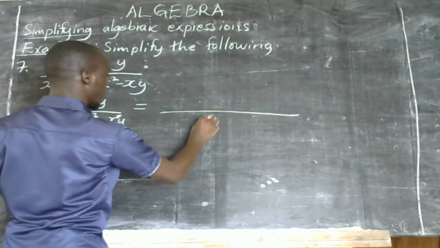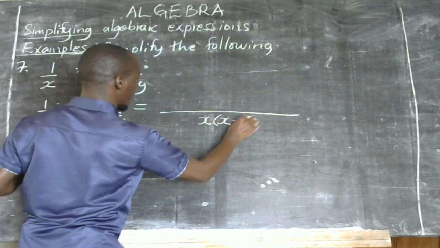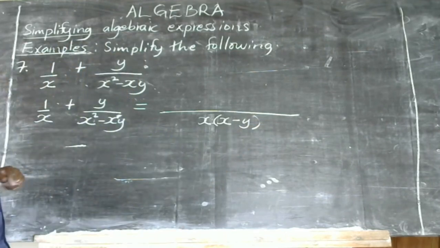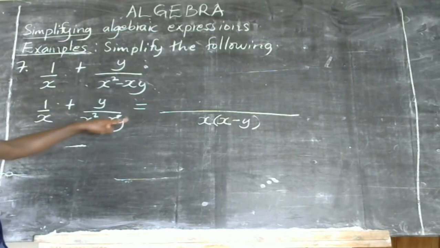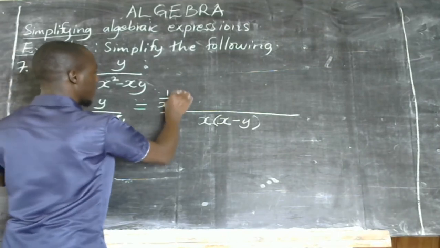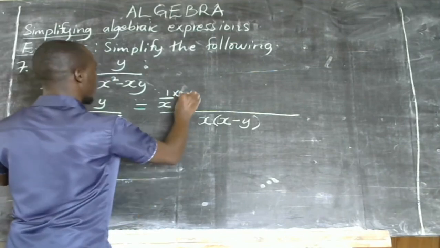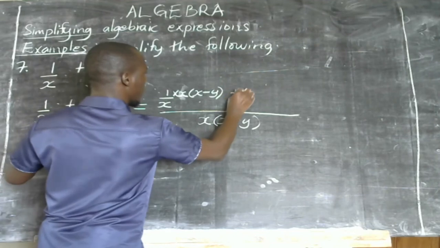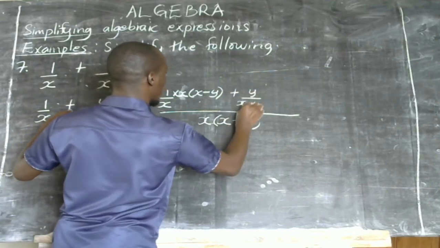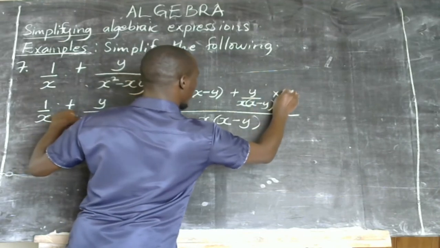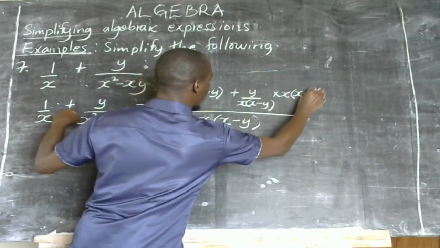So we have said the x into x minus y is going to be our LCM. So I'm going to come back and multiply it on that term there, and I also multiply it on that term. So this is my 1 all over x times the LCM, x into x minus y, then plus y all over x into x minus y, then times the x into x minus y.